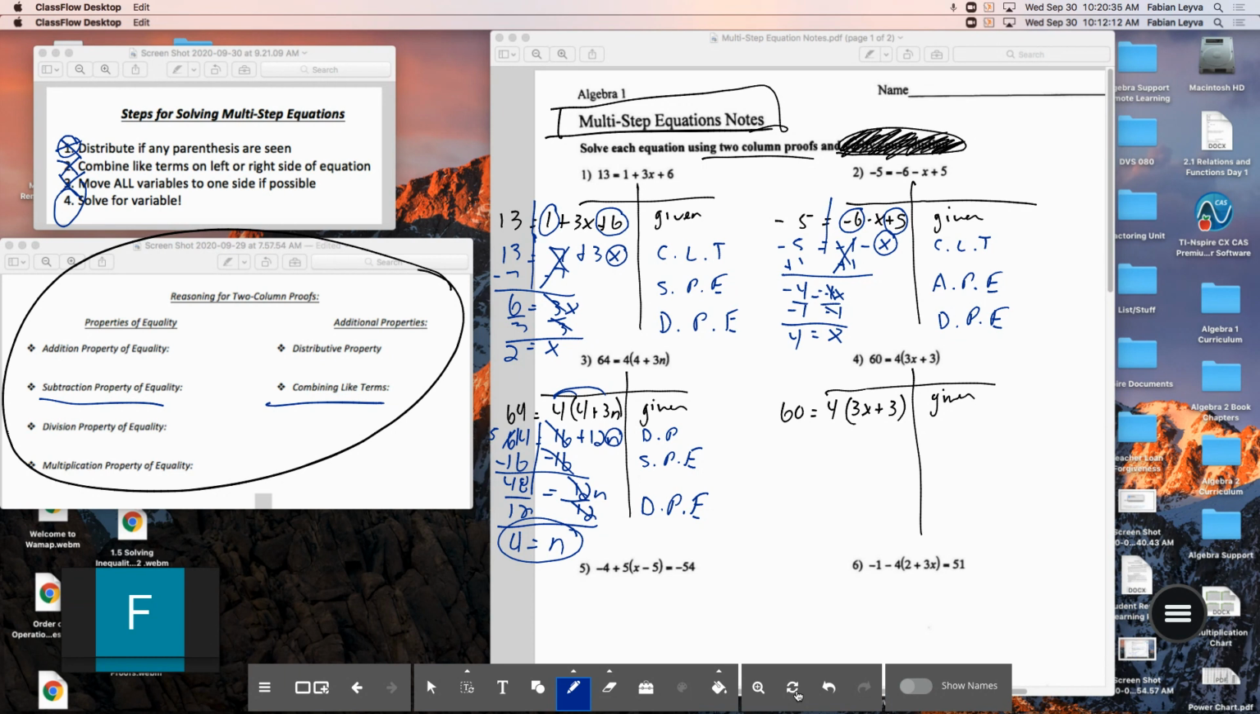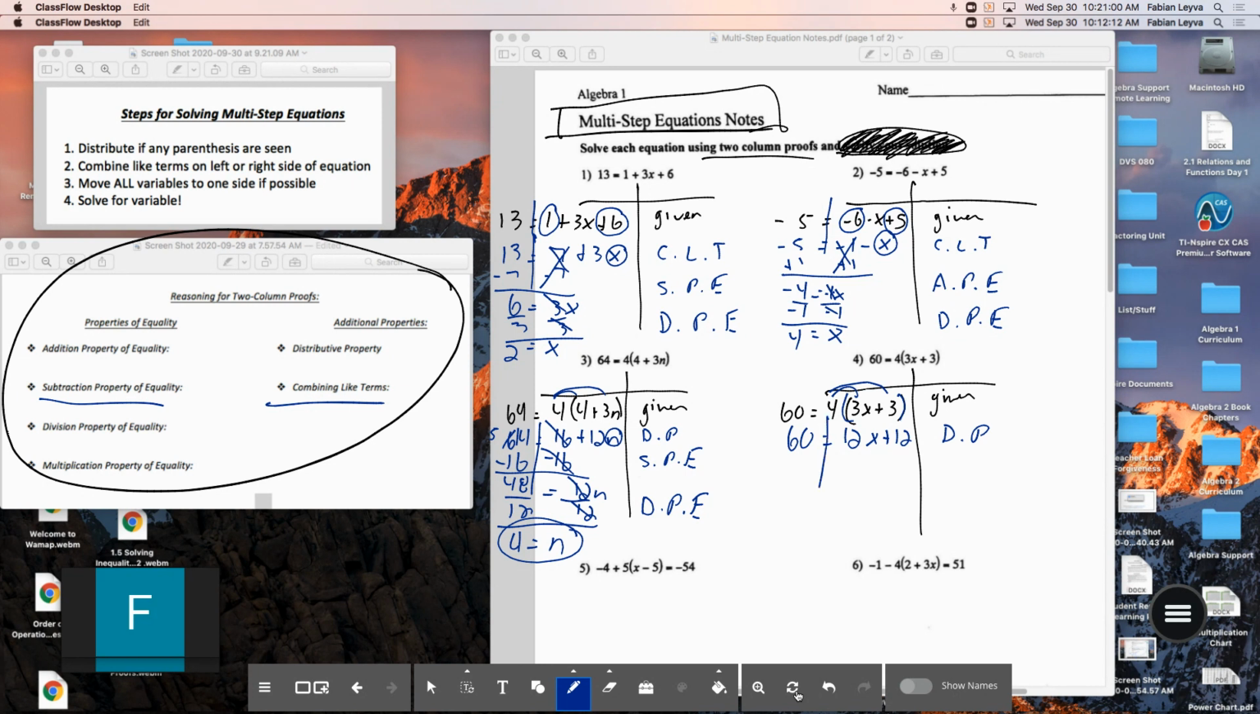All right, so again, go through those 4 steps. Use those 4 steps. Understand how to use them when you see those strategies, so that way you guys are able to solve any problems. So number 1, can I distribute? Are there any parentheses present? And the answer is yes. So I'm going to start off with distributing. 60 is going to be equal to 12x plus 12. I use the distributive property there.